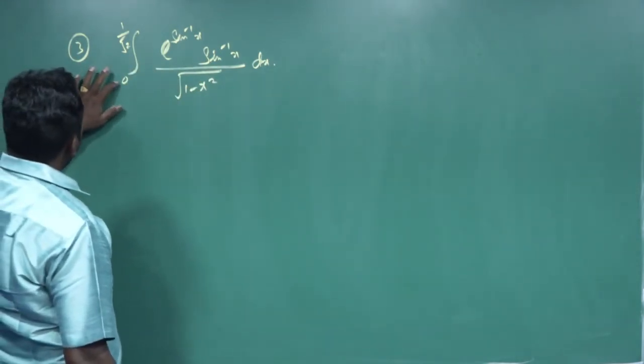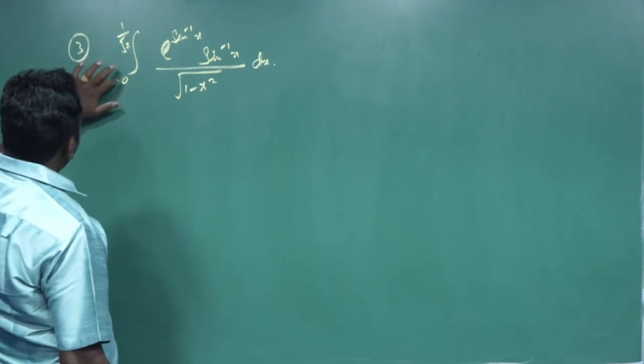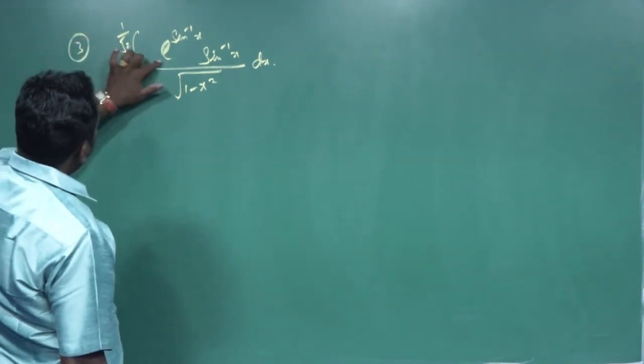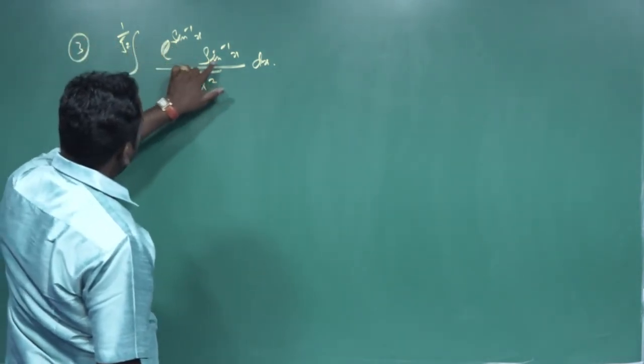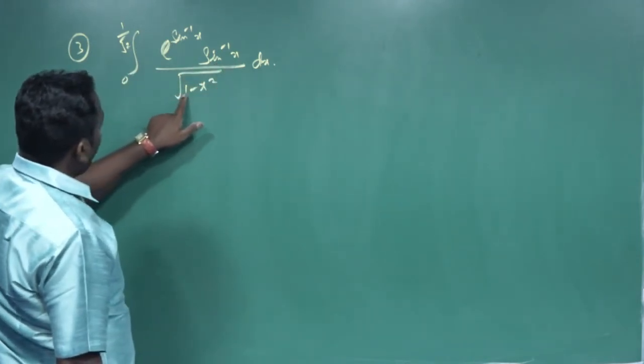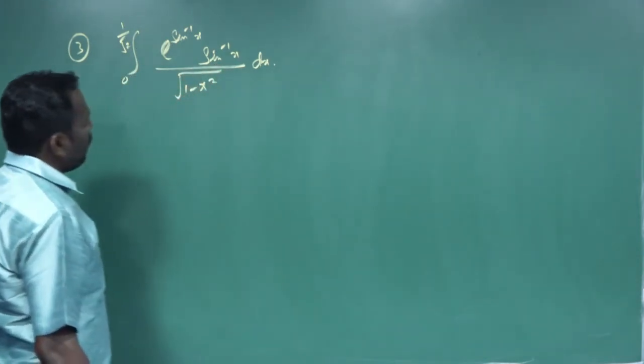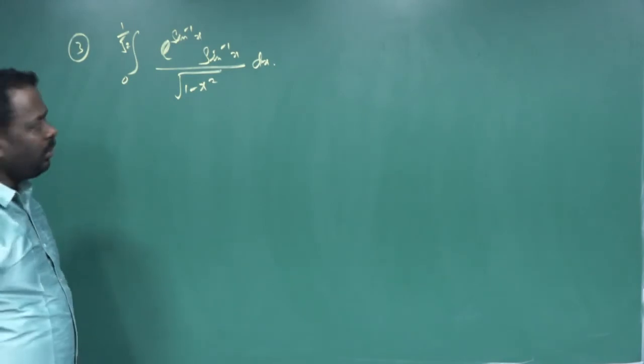Integration from 0 to 1 by root 2 of e power sin inverse of x into sin inverse of x by square root of 1 minus x square into dx. There is no direct formula, we just have to simplify.